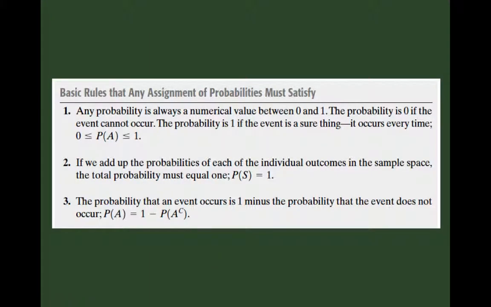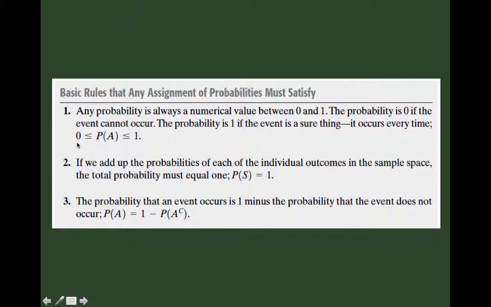So let's go through some other information about probability and some basic rules. Let's talk about basic rules. So any probability is always a numerical value between 0 and 1. The probability is 0 if the event cannot occur, if it's impossible. And the probability is 1 if the event is a sure thing, meaning it occurs every time. So using some math notation here, what we say is probability of an event A is between 0 and 1, including 0 and 1. 0 is impossible, 1 is certain.